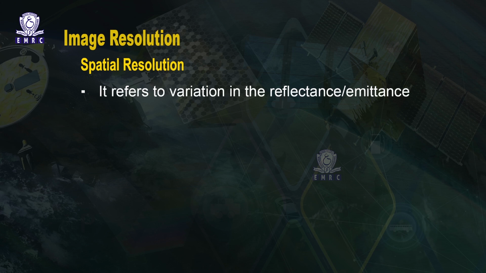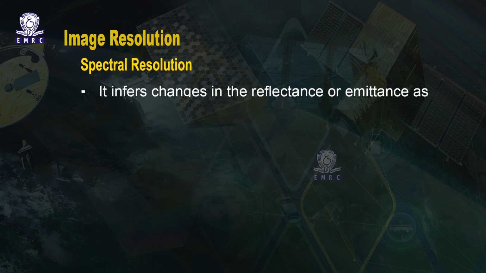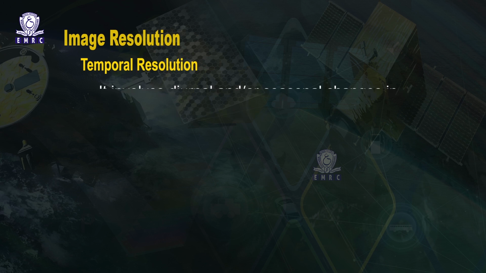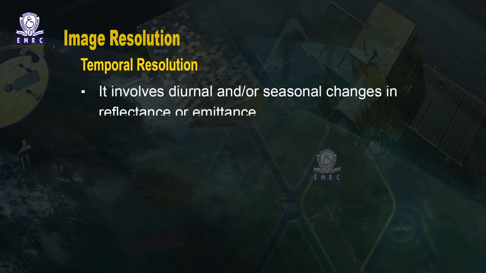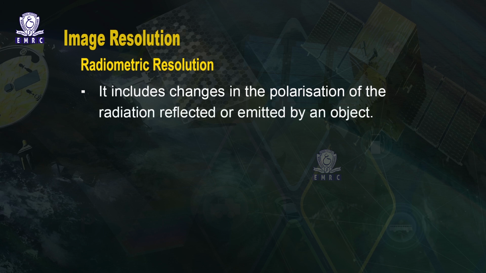Spatial resolution. It refers to variation in the reflectance or emittance depending upon the shape, size and texture of the target. Spectral resolution. It infers changes in the reflectance or emittance as a function of the wavelength. Temporal resolution. It involves diurnal and or seasonal changes in reflectance or emittance. Radiometric resolution. It includes changes in the polarisation of the radiation reflected or emitted by an object.